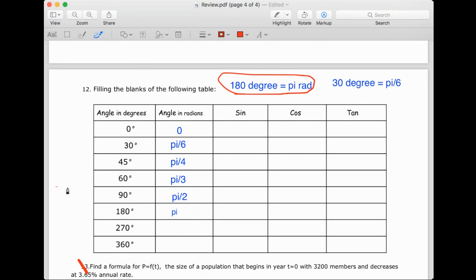Pi, can I write here? You know the pi, right? Because I cannot write pi here, so I use this symbol to represent the pi.